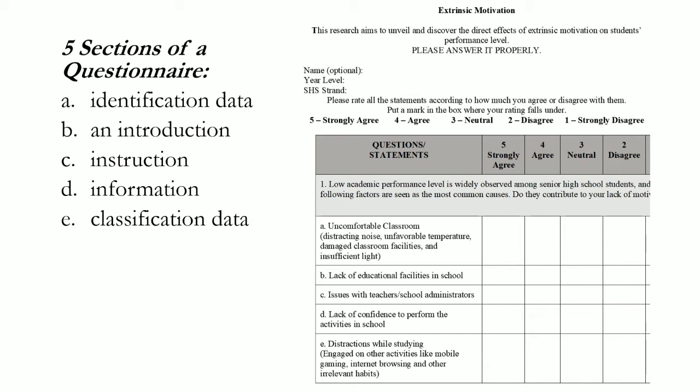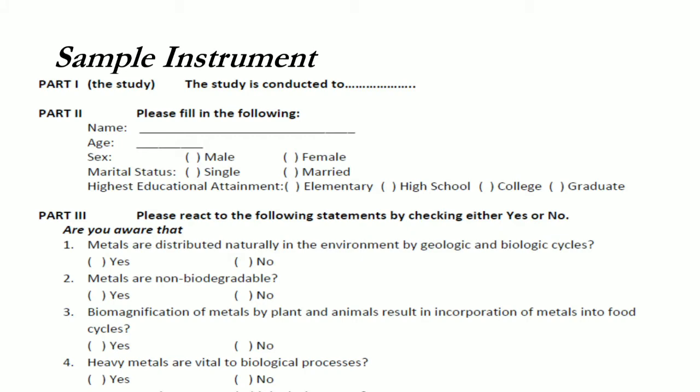And classification data. Normally, a survey questionnaire has options already where they will just choose their response. So that's a typical survey questionnaire in a typical research study, especially for beginners like you. So these are some sample instruments. Let's say you need to gather the demographic profile of your respondents. Usually it is in the beginning part of your research.